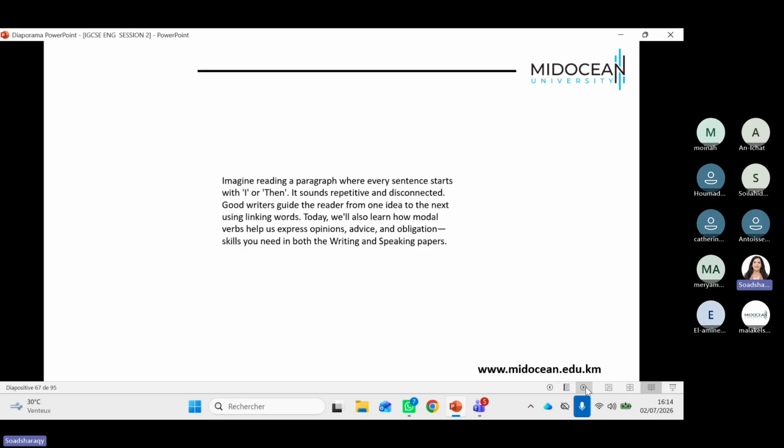So, dear participants, imagine reading a paragraph where every sentence starts with 'and' or 'then'. It sounds repetitive and disconnected. Good writers guide the reader from one idea to the next using linking words. Today, we'll also learn how modal verbs help us express opinions, advice, and obligation, skills you need in both the writing and speaking papers.